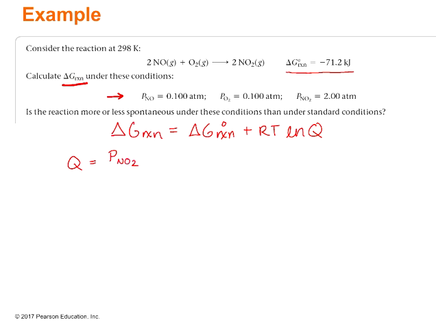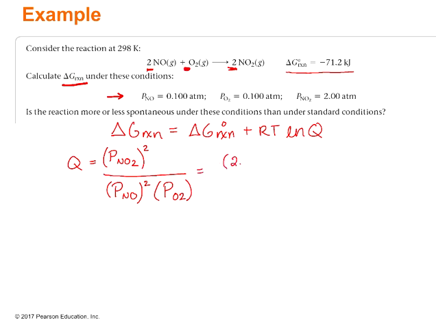And remember, we also need to include any coefficients as exponents here. So we're going to square the partial pressure of the product. And then in the denominator, we have the partial pressure of our first reactant, nitrogen monoxide. That also has a coefficient in front of it, so let's square that. And then we have the partial pressure of oxygen. And the coefficient for oxygen is just 1, so we'll leave it as it is.